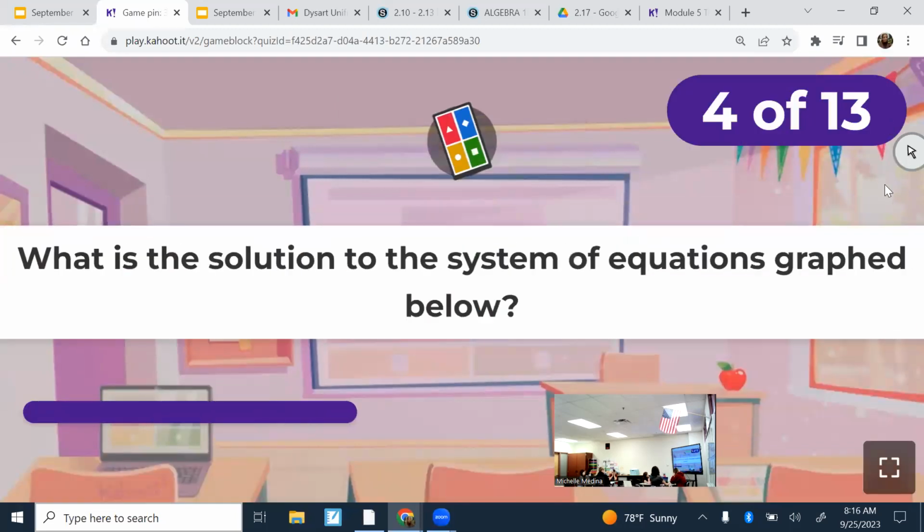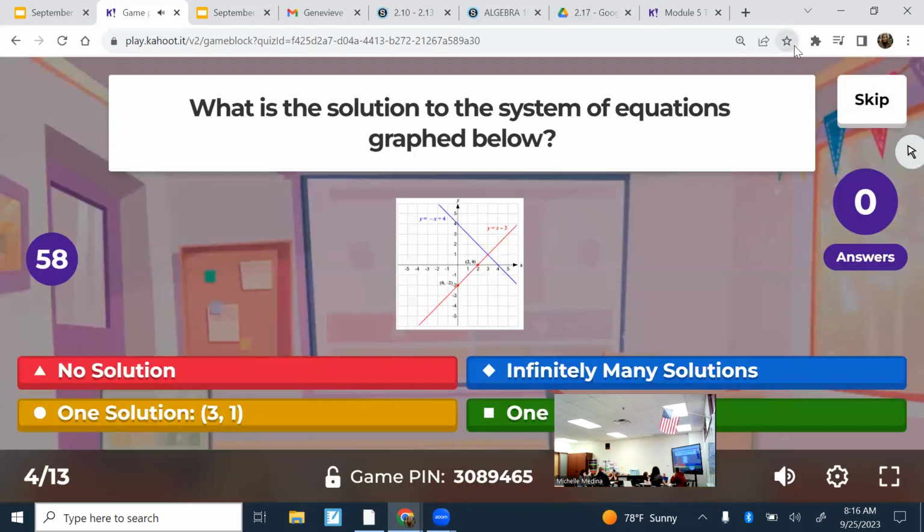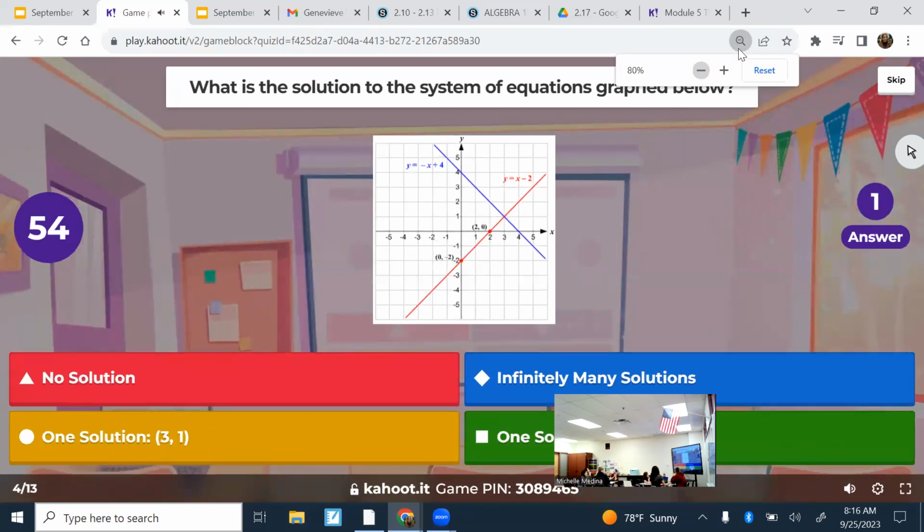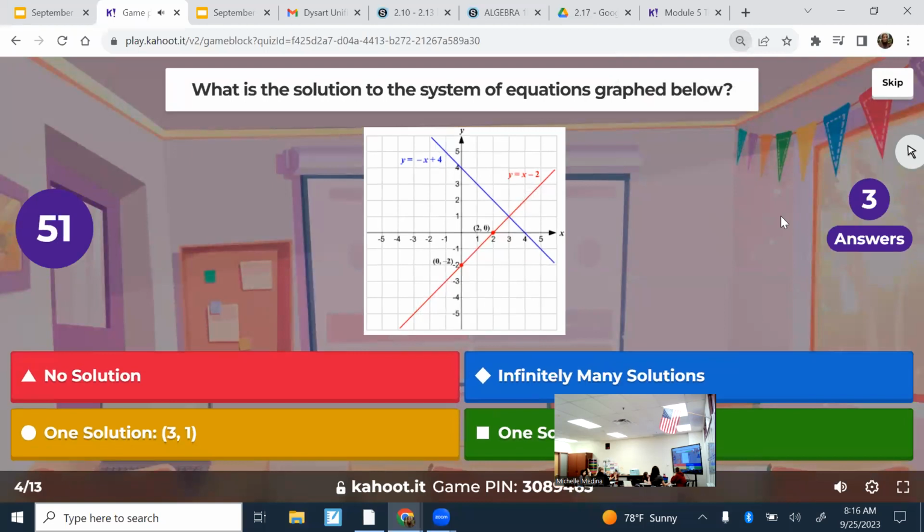Okay, what is the solution to the system of equations graphed below? I'll try to make it bigger, sorry. I'll do my best. But what is the solution is the question. That's as big as it'll go.